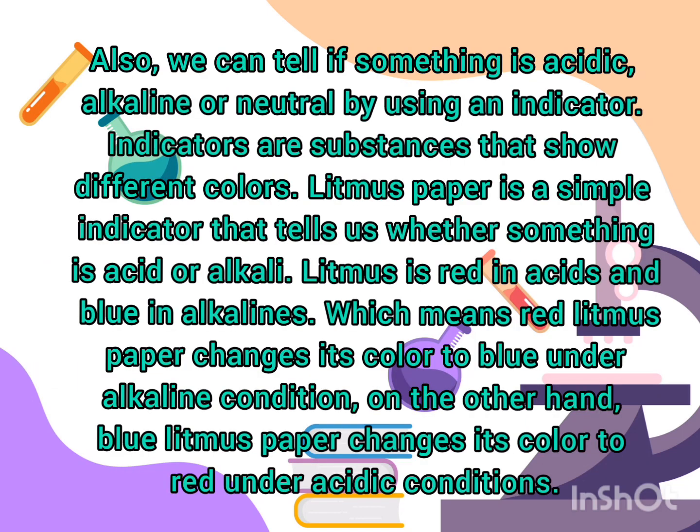Also, we can tell if something is acidic, alkaline, or neutral by using an indicator. Indicators are substances that show different colors. Litmus paper is a simple indicator that tells us whether something is acid or alkali. Litmus is red in acids and blue in alkalines, which means red litmus paper changes its color to blue under alkaline conditions. On the other hand, blue litmus paper changes its color to red under acidic conditions.